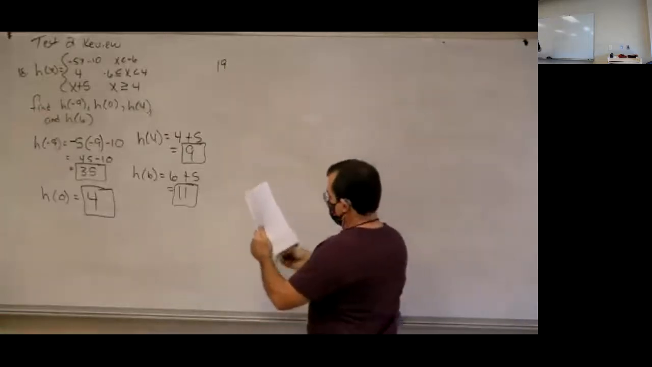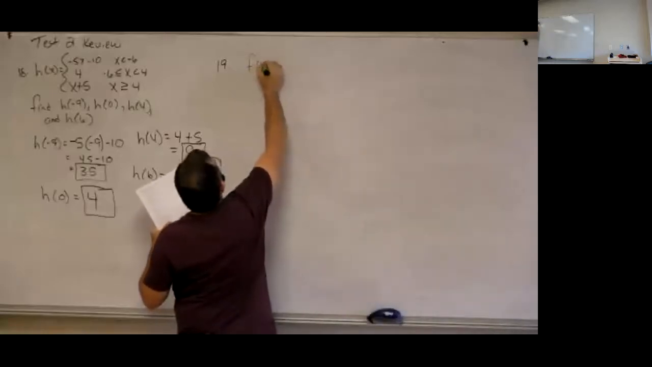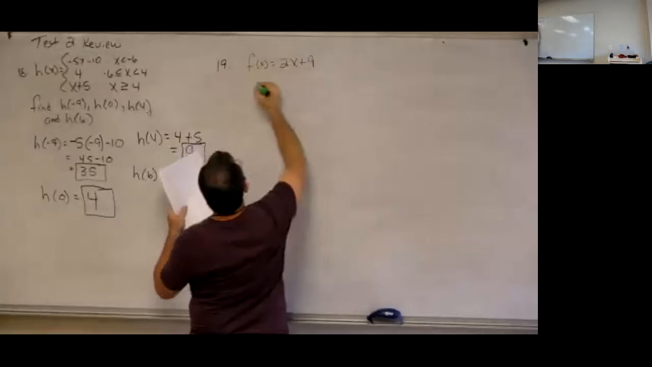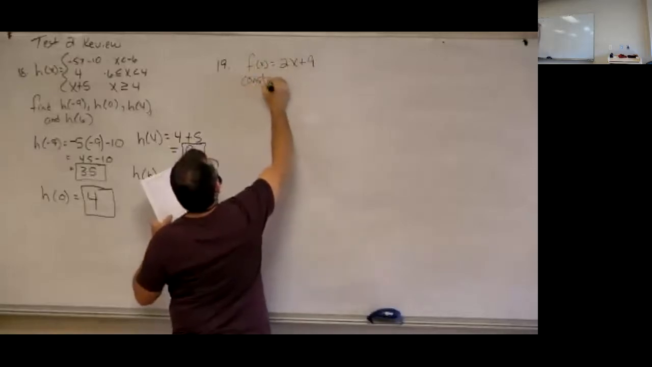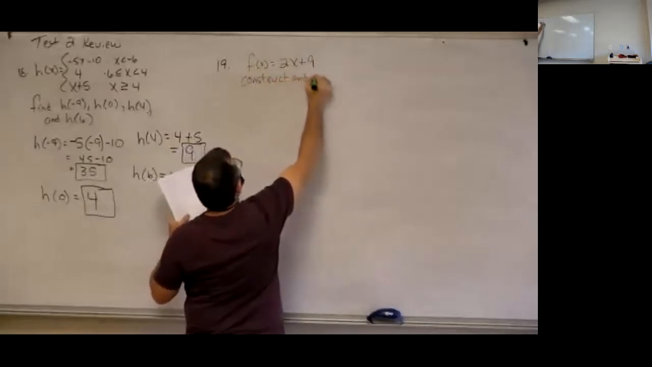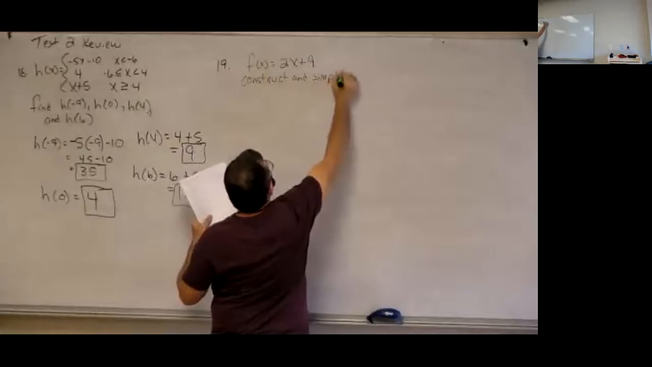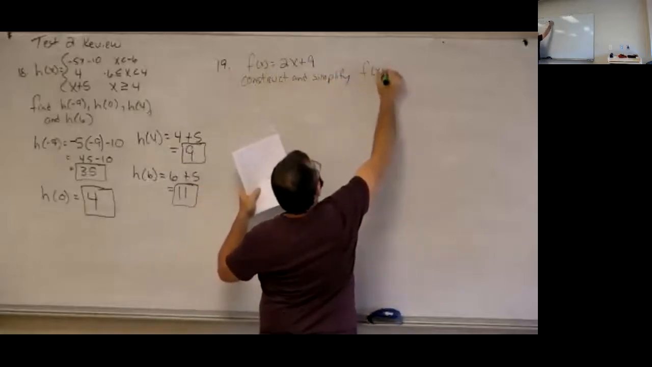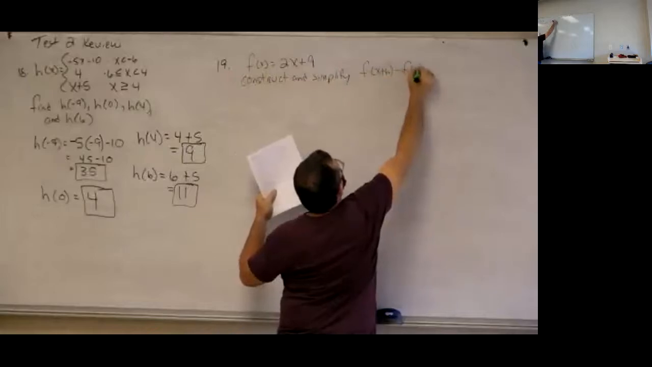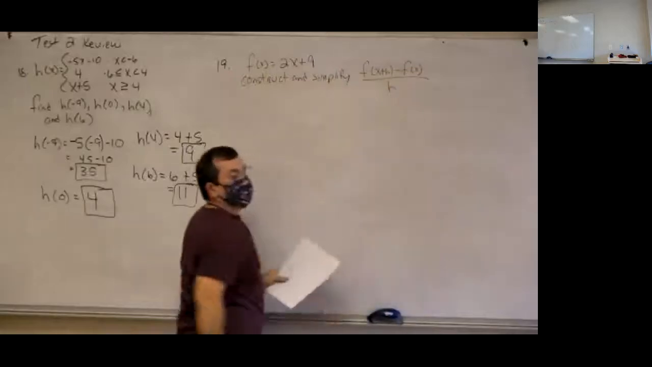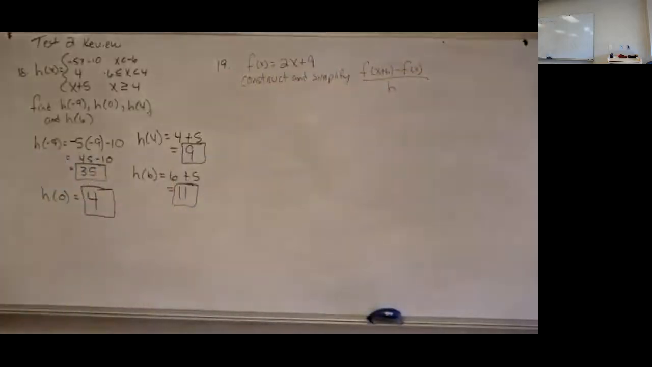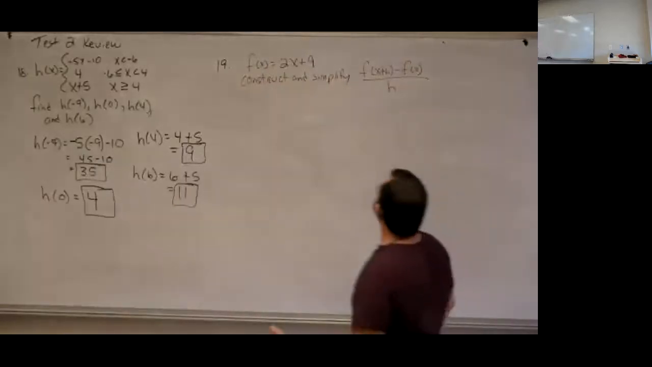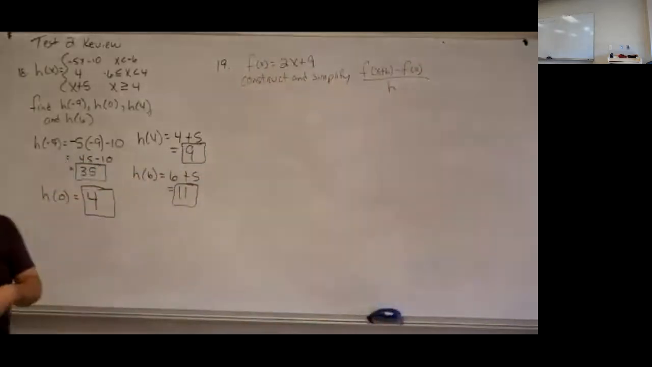Well, 19, they give me f of x equals 2x plus 9. I'm going to construct and simplify the difference quotient, which is f of x plus h, minus f of x, all divided by h. So we give you the equations. So hopefully I can get that last one in, because, well, last one's on steroids.